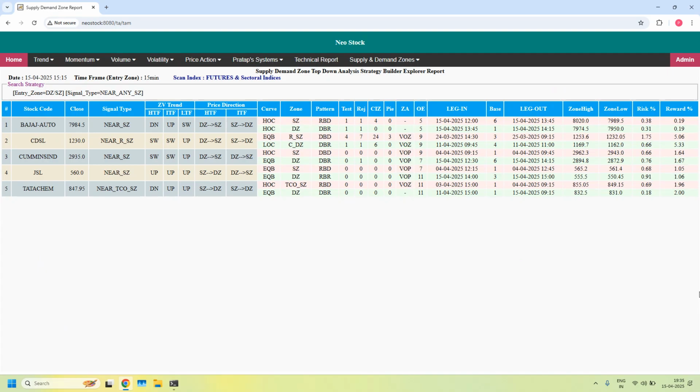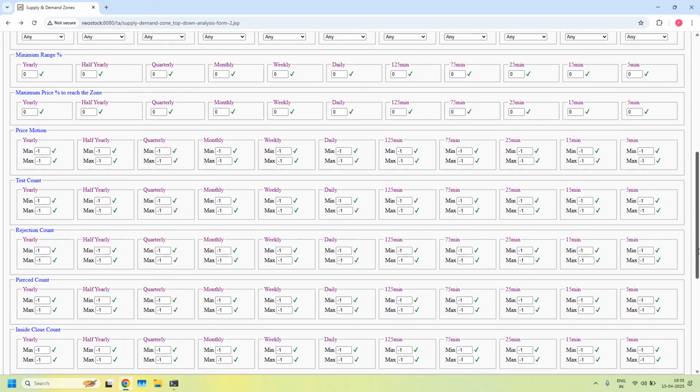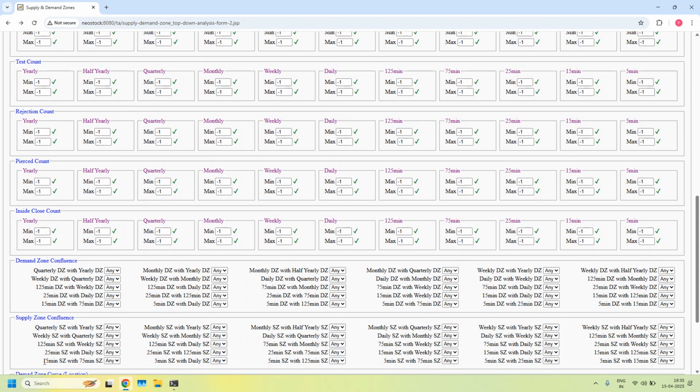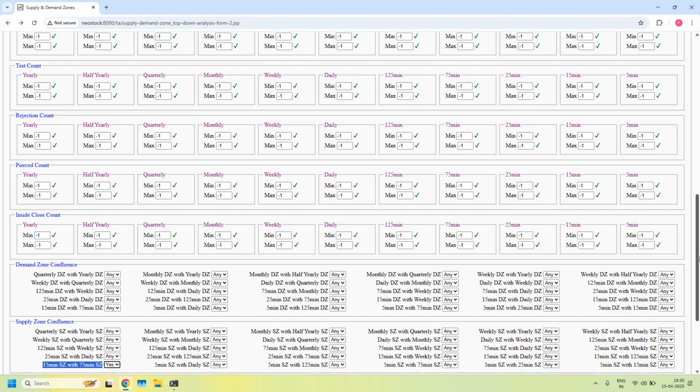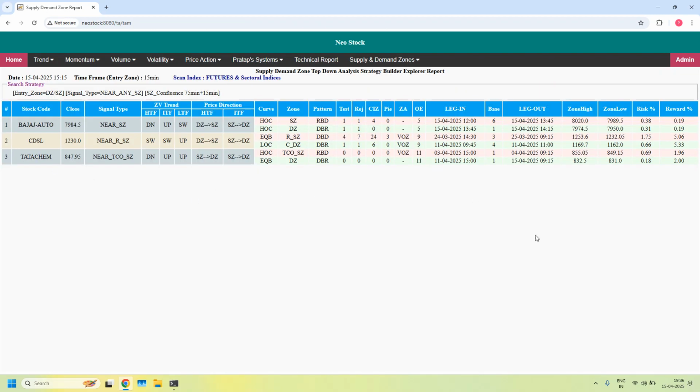Let us look into supply zone confluence and filter the stocks. It is 15 minutes supply zone with 75 minutes supply zone confluence. We got 3 stocks. Ignore the second, it is a pierced zone, or you can look who is the reason for this piercing. Okay.